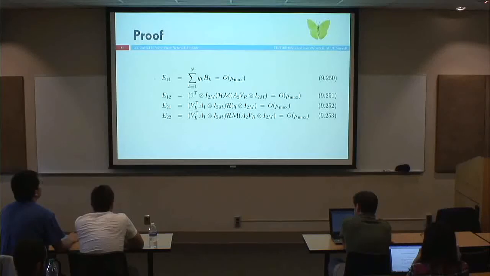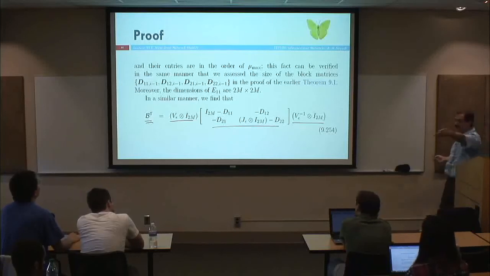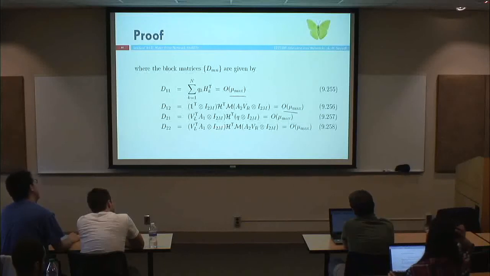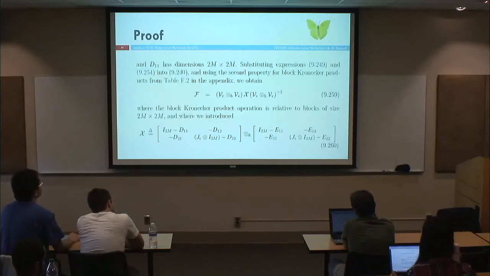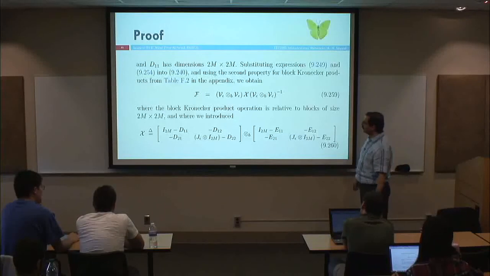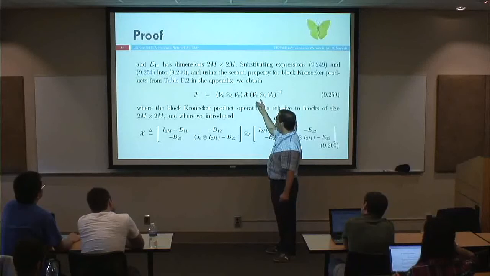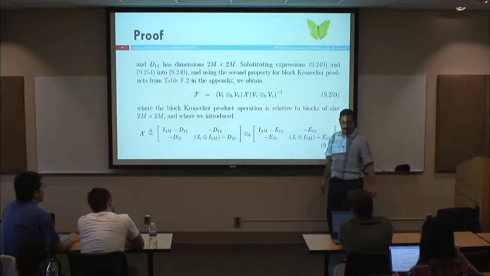You do the same thing. The important thing, they are still similar to D's, right? So I'm not going to go through that again. For B transpose, again, the same thing, I call them D's because they come from the same B. They are of the order of mu again. So now you do the Kronecker product of this B with that B. When you do that algebra, you will find that your F is given by this expression where X is this block Kronecker product.